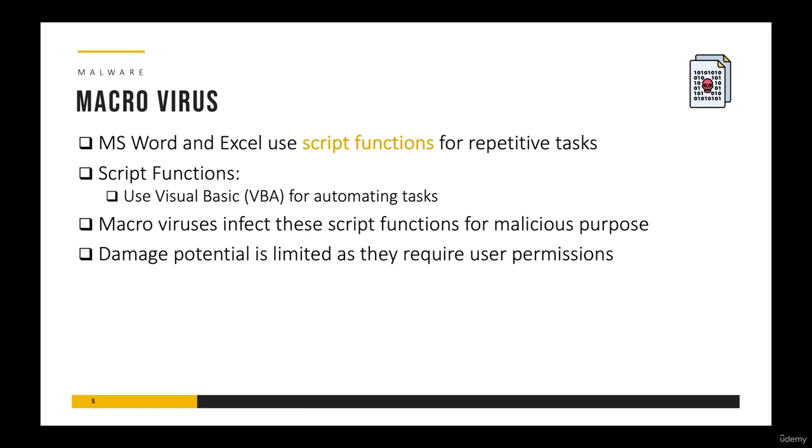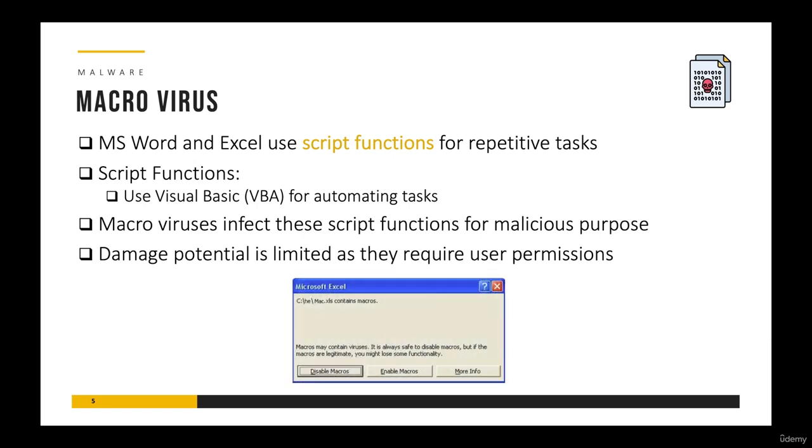The damage potential, however, is a bit limited because whenever you need to run a macro, it requires explicit user permission. So whenever you're working on spreadsheets, for example, if you need to use a macro, the system pops up a dialog and explicitly asks you whether you want to run this macro or not. So that's why the damage potential is somewhat limited, because user permission is explicitly required.